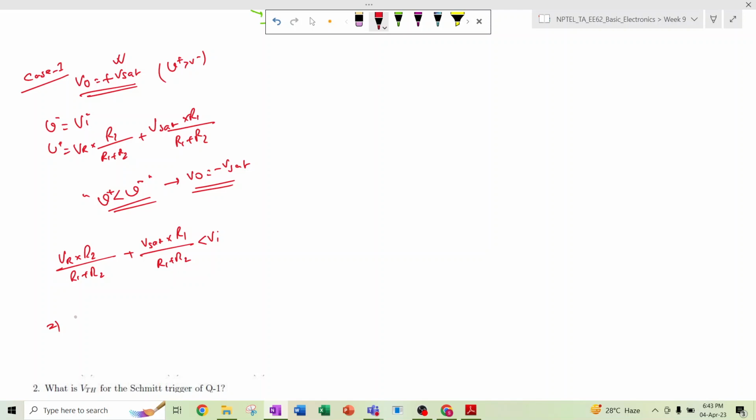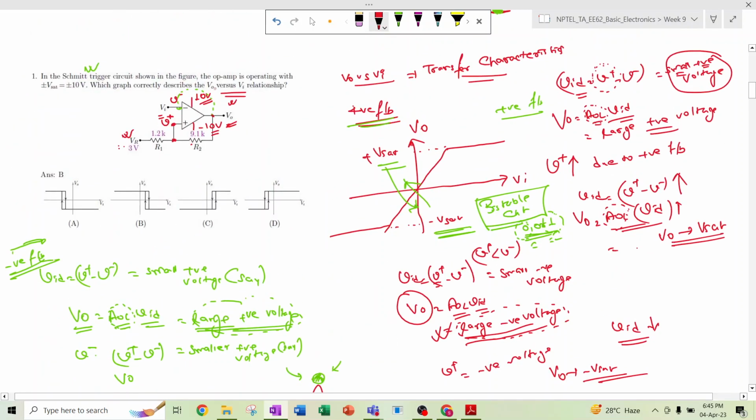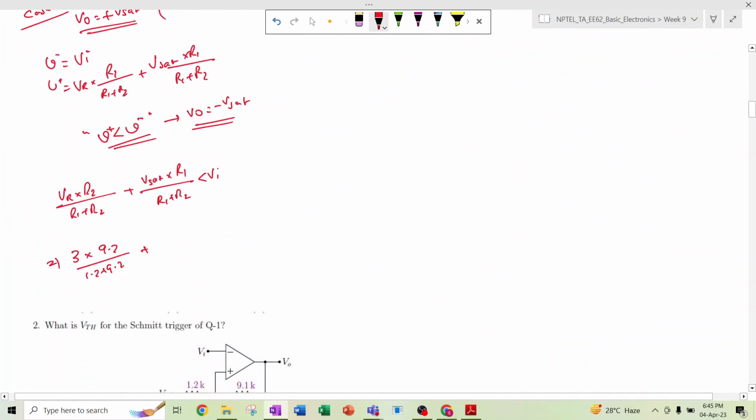VR is 3 into R2, that is 9.2, divided by 1.2 plus 9.2, plus this Vsat. Vsat is already given, plus 10 volt. So this is plus 10 volt into R1, that is 1.2, divided by 1.2 plus 9.2, should be greater than Vi.